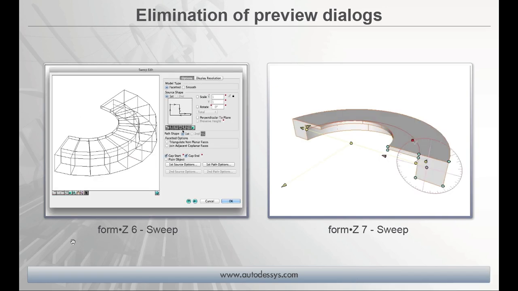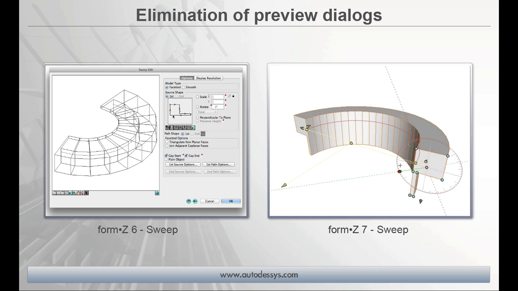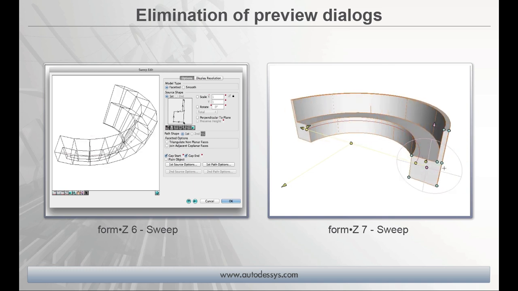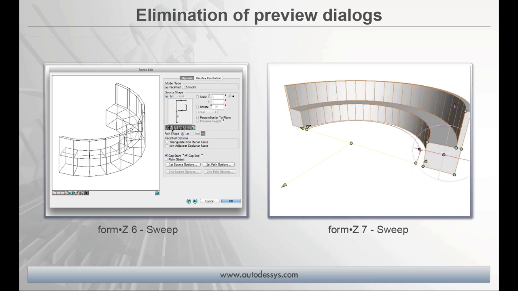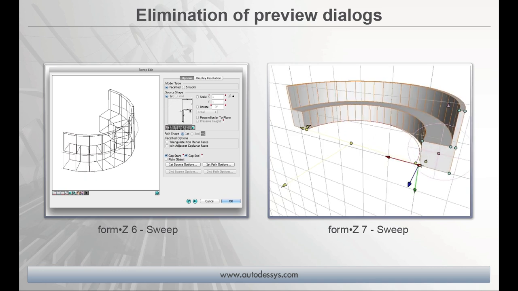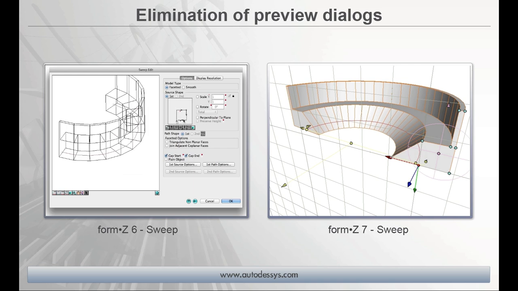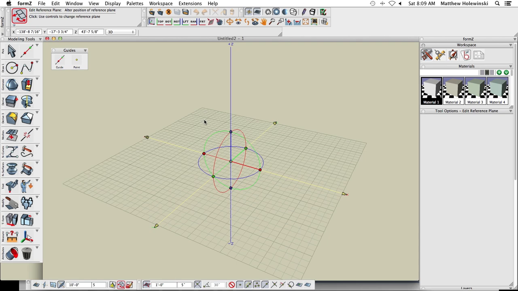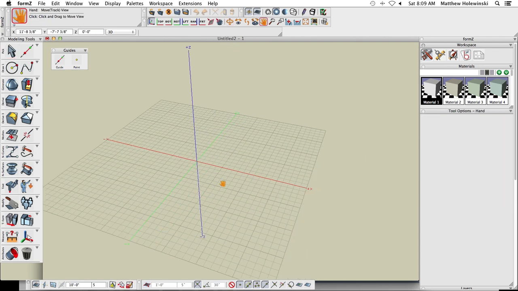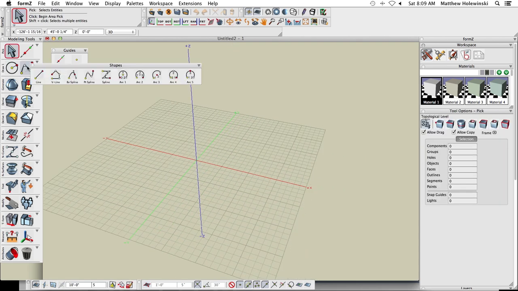Another new feature in formZ 7 is the elimination of preview dialogs, which lets you edit parameters directly in your space. This lets you manipulate the object within the context of the surrounding environment instead of being isolated in a separate preview window. So let's see how this works. In formZ 7, we're going to start a brand new project, and let's say we're going to create some kind of a bench. So what I'll do is start by drawing a path for the sweep operation.